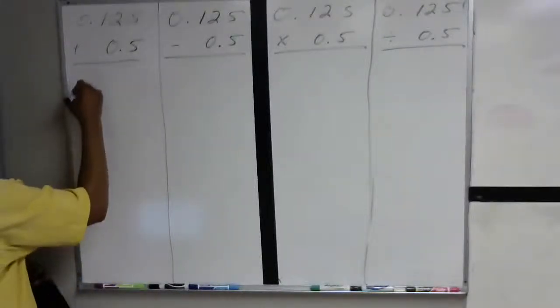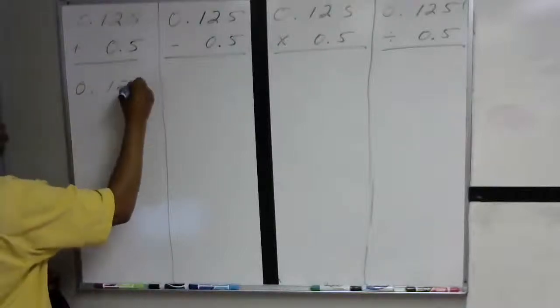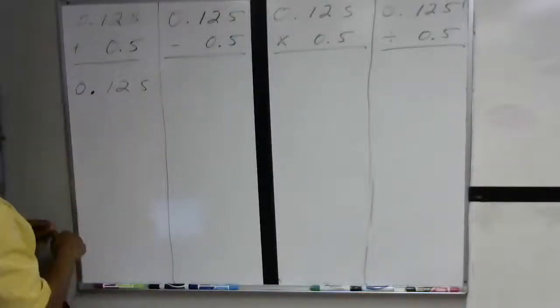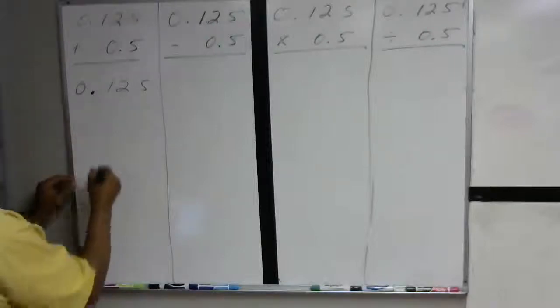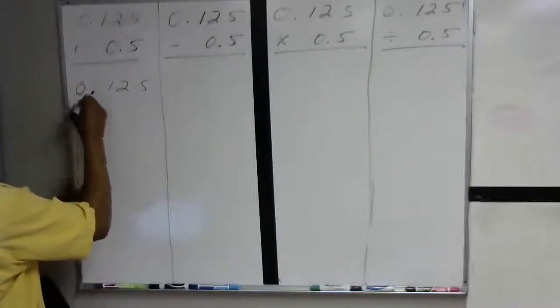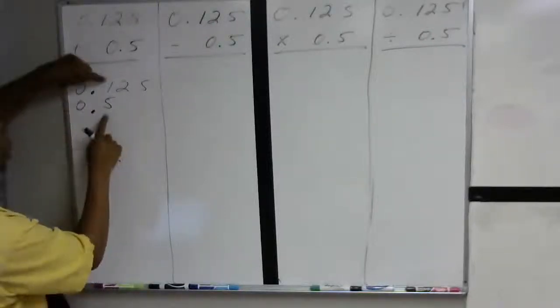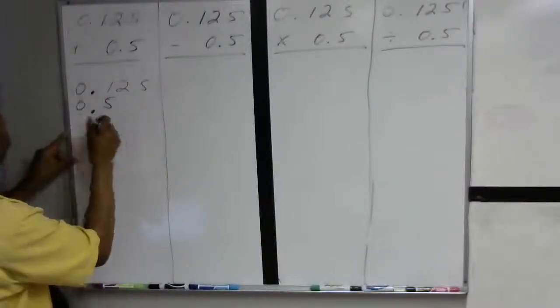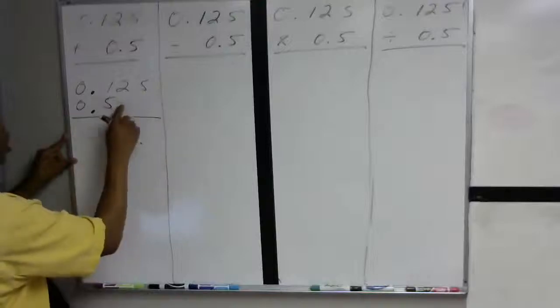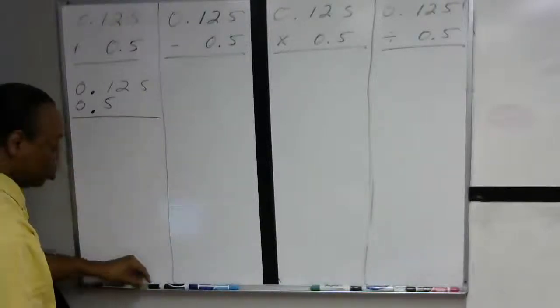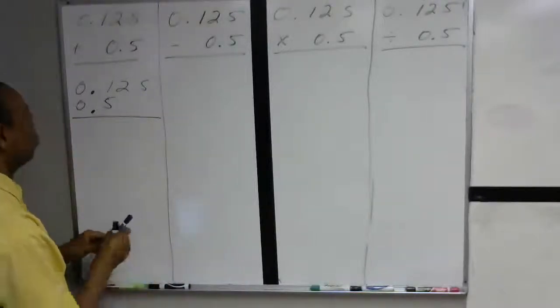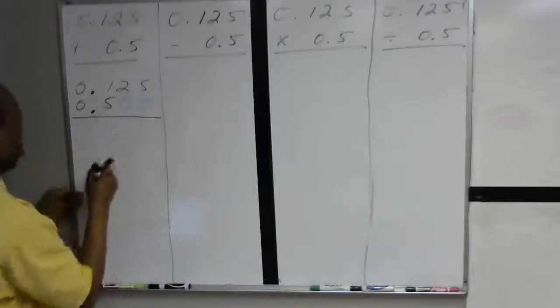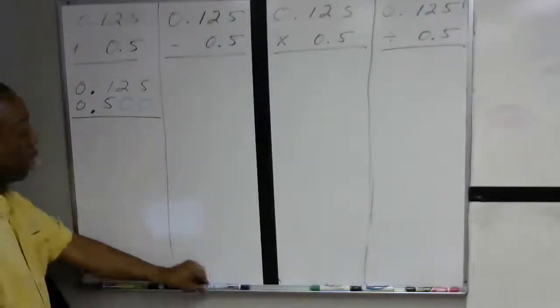So I take the 0.125, with the decimal here, and I line this decimal up with the one in 0.5. You see we have the tenths lined up, the hundredths, and the thousandths. Everything's lined up. Now, the empty spaces here, we're going to add zeros to those. And then we'll start our process of adding.